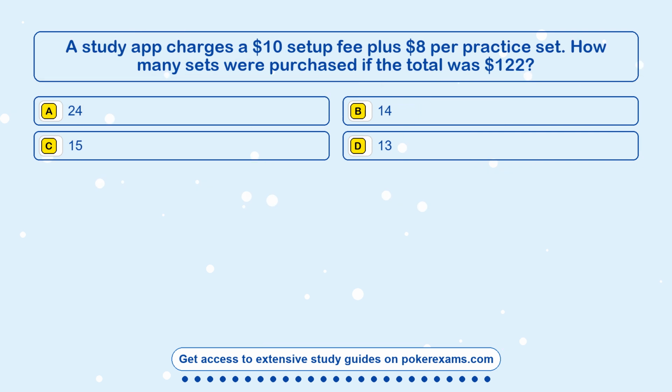Question 18. A study app charges a $10 setup fee plus $8 per practice set. How many sets were purchased if the total was $122? Option A, 24. Option B, 14. Option C, 15. Option D, 13.